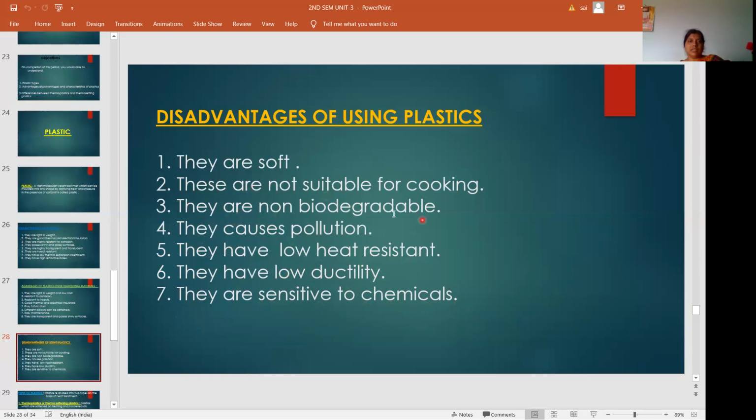The main disadvantage is pollution. When you burn any plastic material, it releases poisonous gases. Those poisonous gases are released into the atmosphere, and that causes pollution. This is very dangerous.